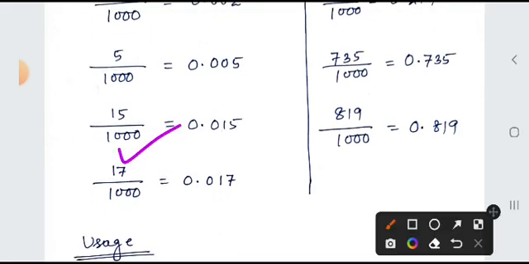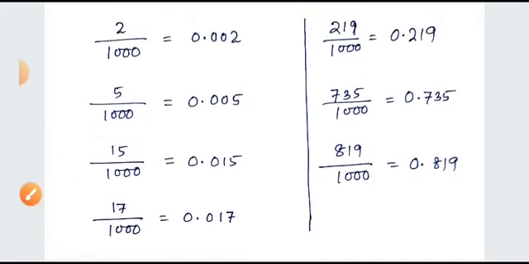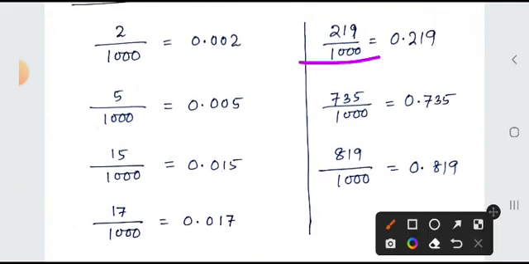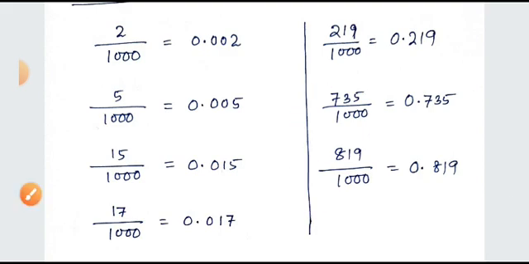Likewise, when we have 17 thousandths, we will write it as 0.017. We have to write up to the thousandth place, and some more examples have been given here. 219 thousandths will be 0.219. Here we have to write up to the thousandth place, and that's why 2 has been written on the tenth place, 1 on the hundredth place, and 9 on the thousandth place. Likewise, there are two other examples. You can clearly see that, and you can also write these examples.